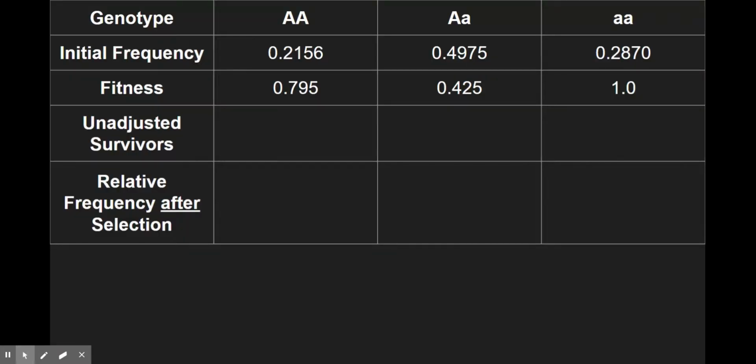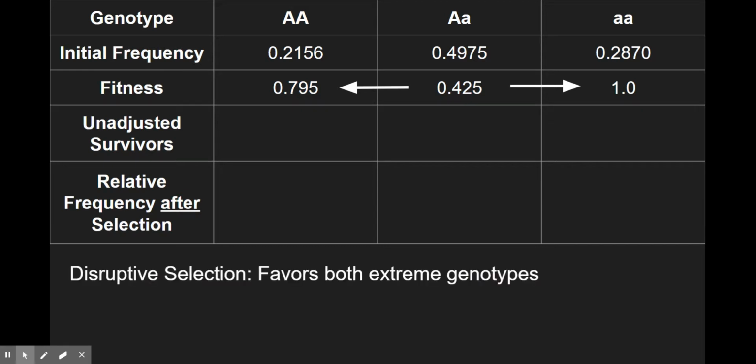In this table, we can see our plain stars have a fitness of 0.795, our shiny stars have a fitness of 0.425, and the pattern stars have a fitness of 1. With these fitness values, we see that our higher fitnesses are pushed outwards towards our homozygous genotypes, whereas our lowest fitness is the heterozygous. This type of selection is called disruptive selection because it favors our extremes, and we'll see this more clearly in a minute.